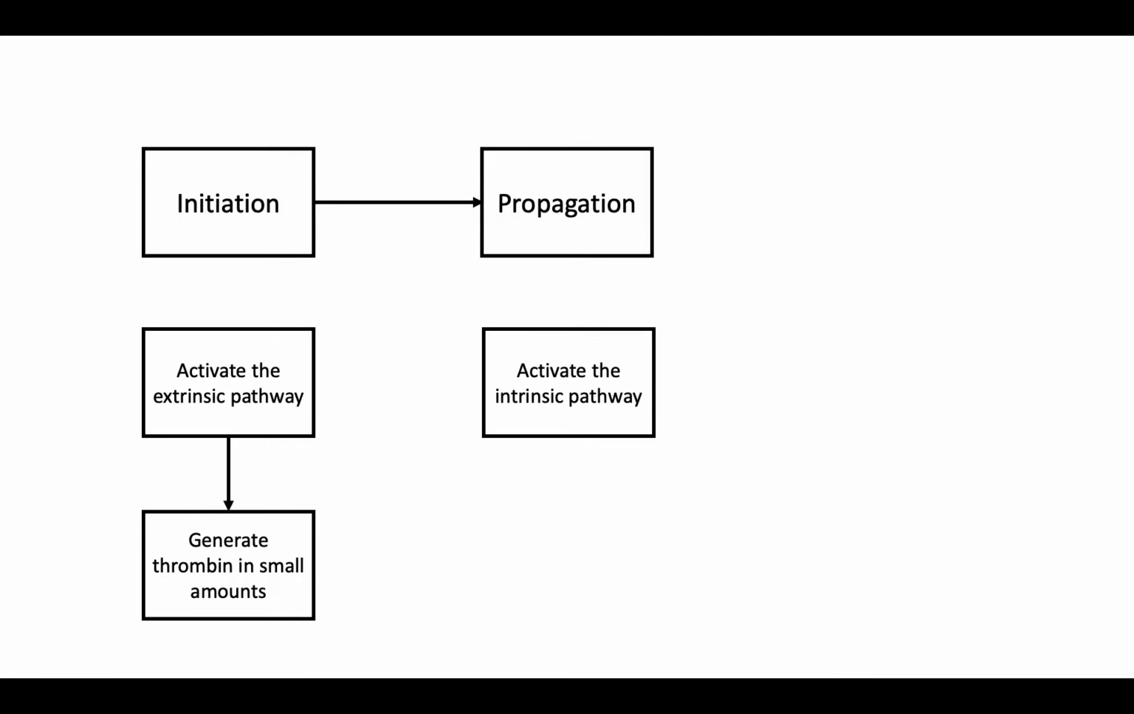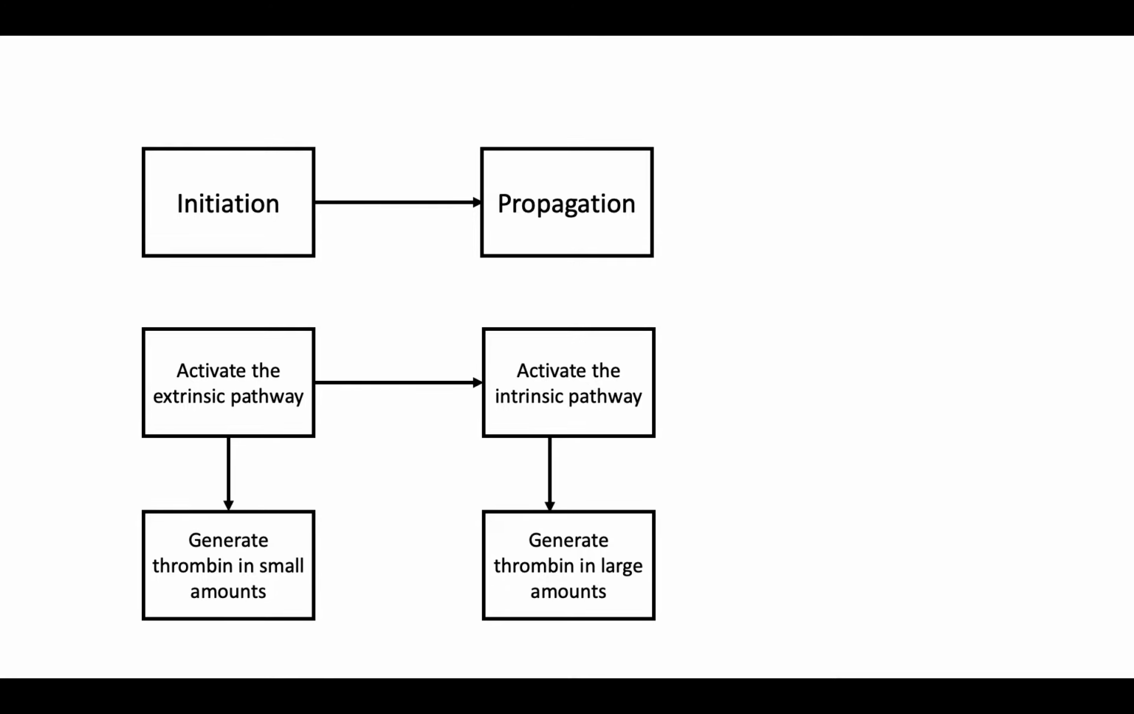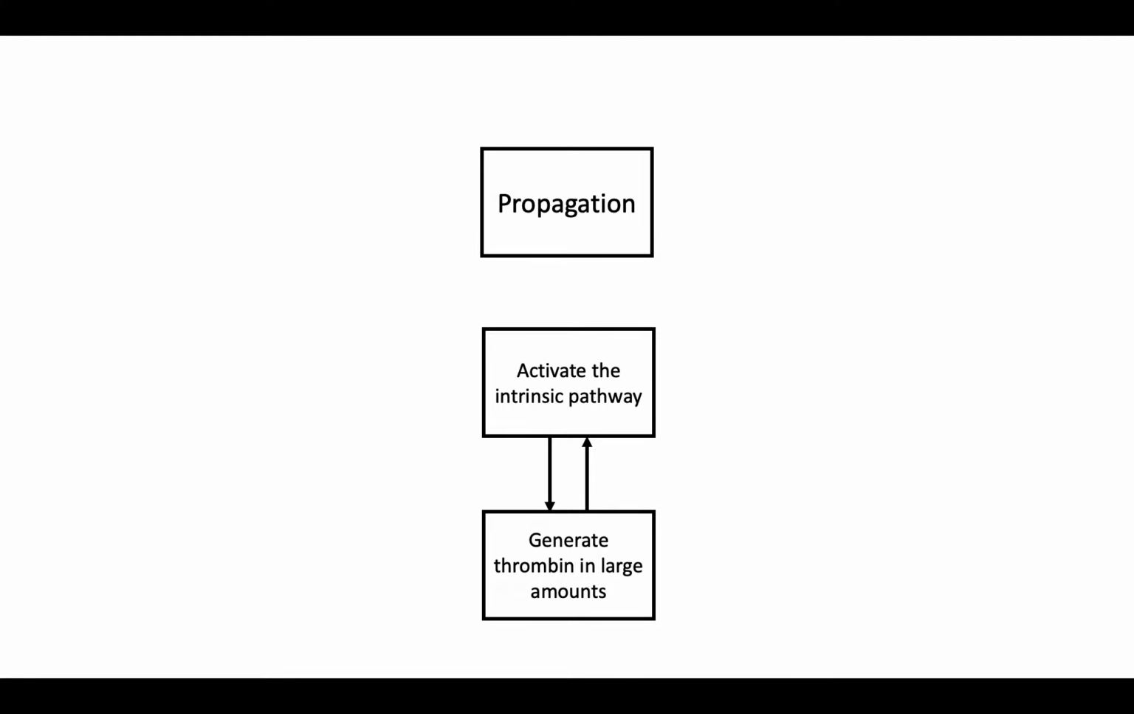In this video, we will be focused on clot propagation, in which we activate the intrinsic pathway and generate thrombin in large amounts. We will learn that the extrinsic pathway also activates the intrinsic pathway, and by generating thrombin in small amounts, we also activate the intrinsic pathway. All this thrombin that is generated acts in a feed-forward loop to generate additional thrombin in large amounts. Now, let's focus on the steps of clot propagation.